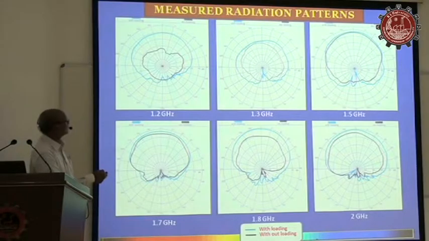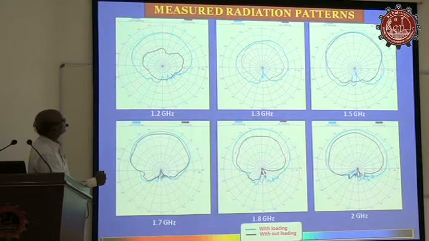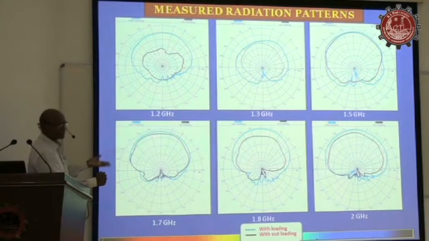What is the advantage I am getting? At high frequency, there is not much difference. You see, this is the gain at low frequency without loading, and this is with loading. I am getting 7 to 8 dB improvement, sir, with this tapered dielectric loading.